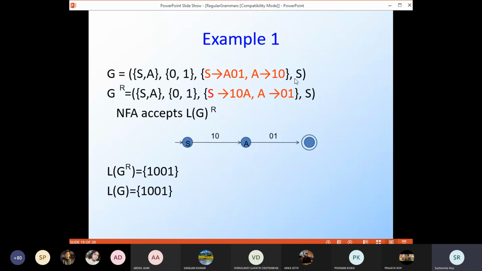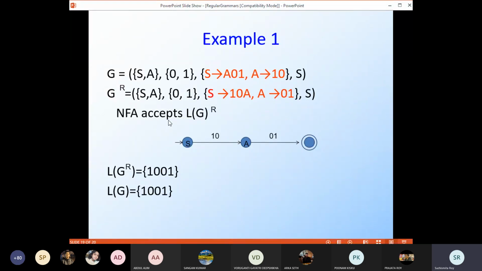This again, I think it's an example we have already seen. Have we seen this example? Something similar. Okay, so these are also strings of 1001. Yes. Okay. So it will produce the string 1001. Only one string to it.